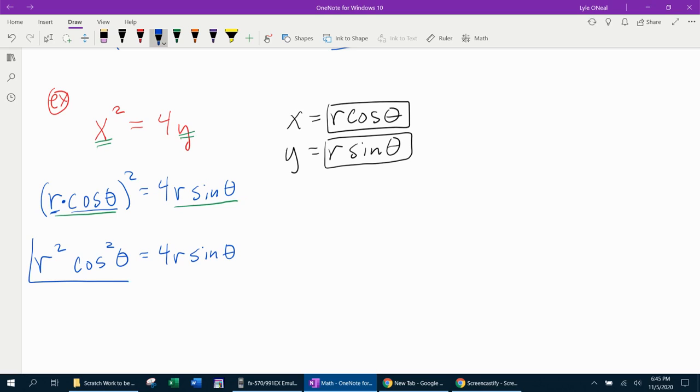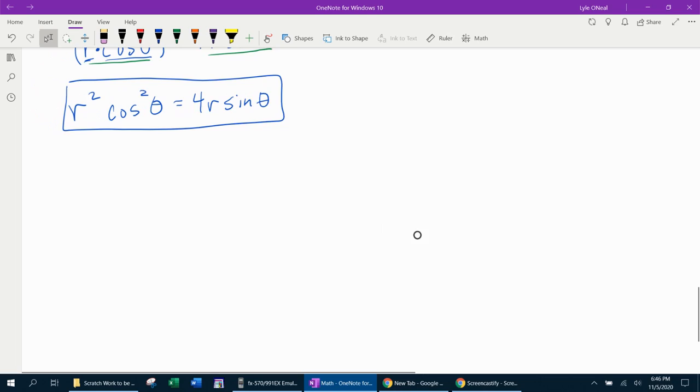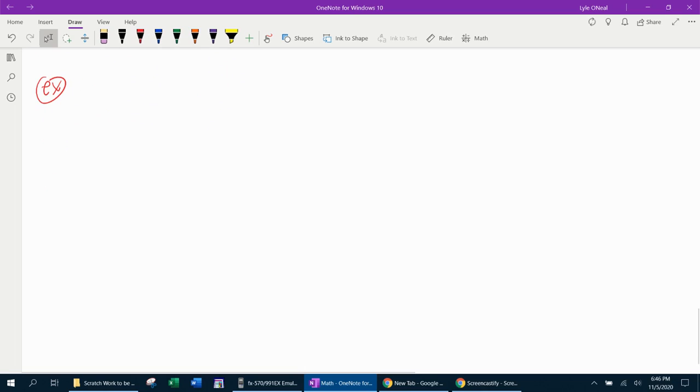And I'm going to call that good because that is now technically in polar form. There's no more x's or y's. Technically, we're done. And we're also going to look at an example of going the other direction. Let's take this equation. R equals cosine theta. So here we know that this is a polar equation because we have r's and thetas.